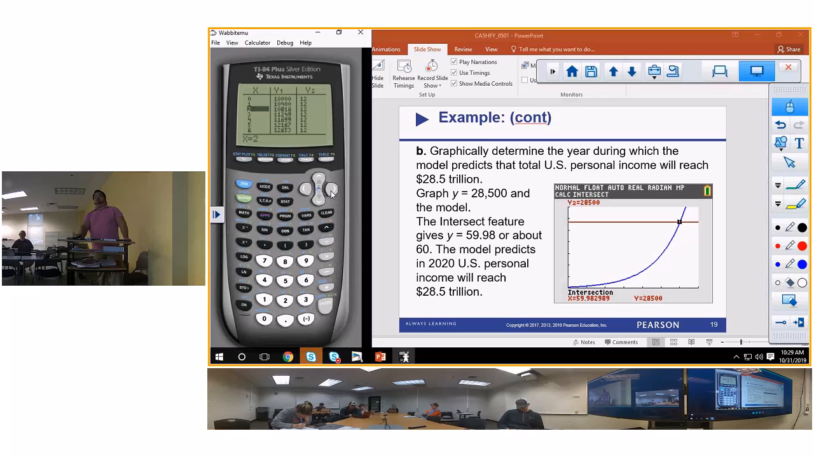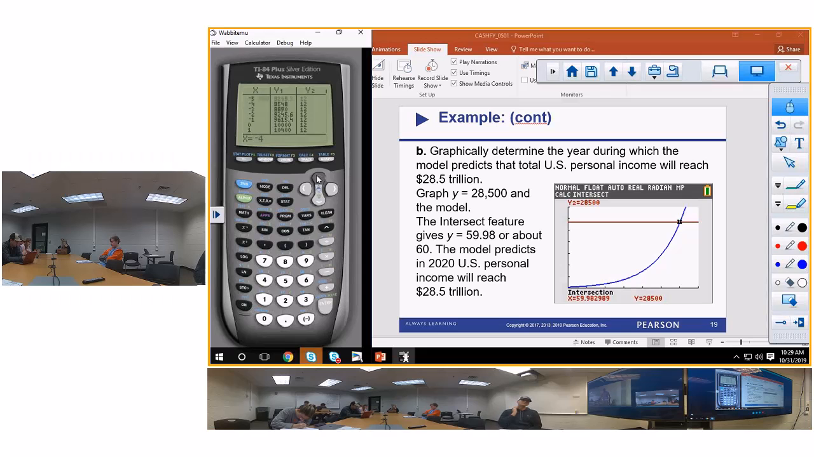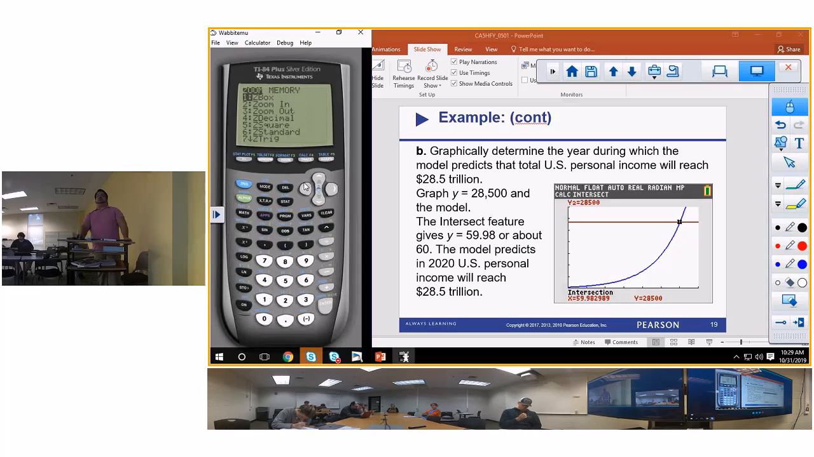Why is it doing that? That's not what I want. I want Y is equal to 12. Oh, I know why. Because I haven't got it blown up big enough. You got to go in about 3 or 4 times. Zoom in. Zoom fit. Zoom fit.